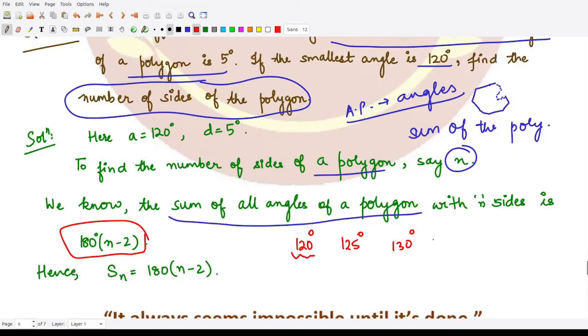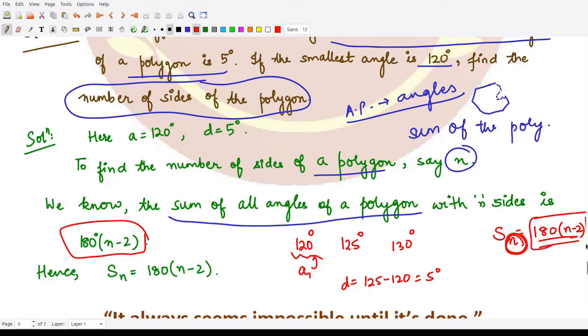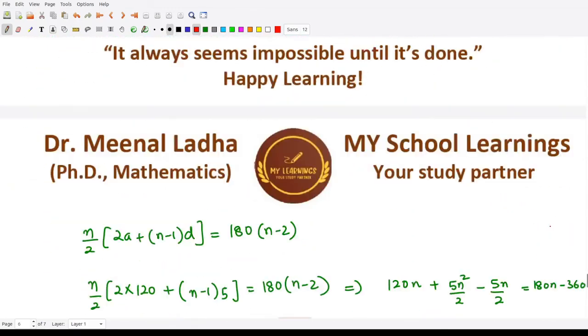So what would be the sum of all the angles here? This would be our first term, and the common difference, obtained when we subtract any two consecutive terms, is 5 degrees. A is given to be 120 degrees. We need to calculate the sum up to n terms, where n is what we are to calculate. This sum would obviously be equal to 180 into n minus 2, because the sum of all the angles is the number obtained using this formula. So we can substitute the values here.